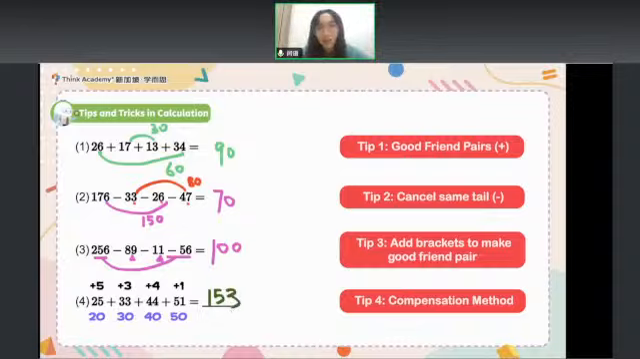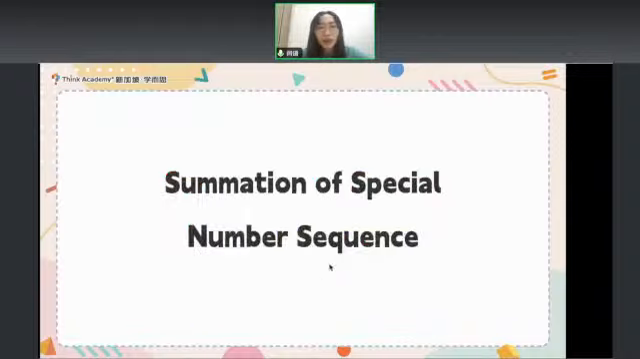So here, everyone, please take some notes. Okay? Basically, there are 4 tips and tricks. And all of them are very popular in SESMO or SMKC competitions. So maybe you can just take some notes. Okay. Now let's move to the next part.